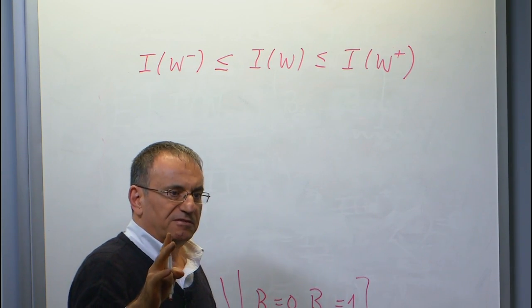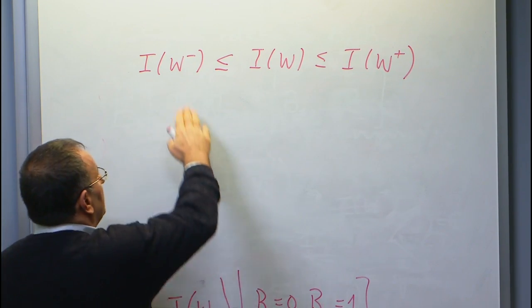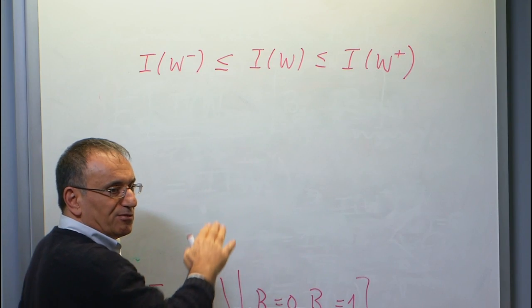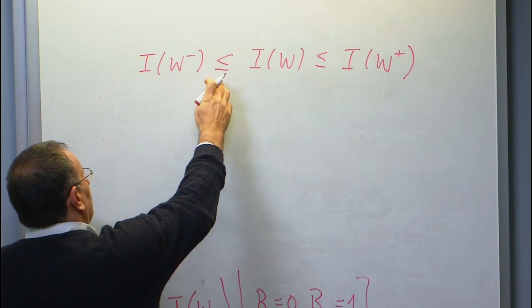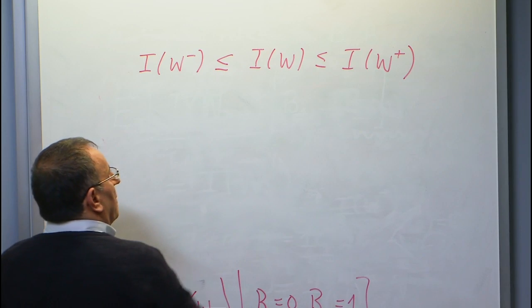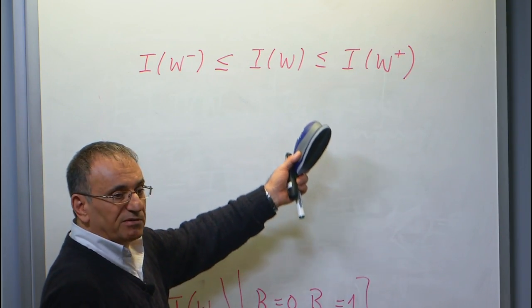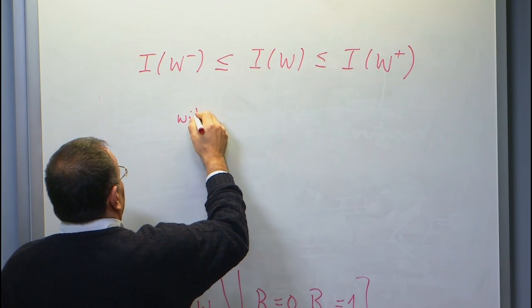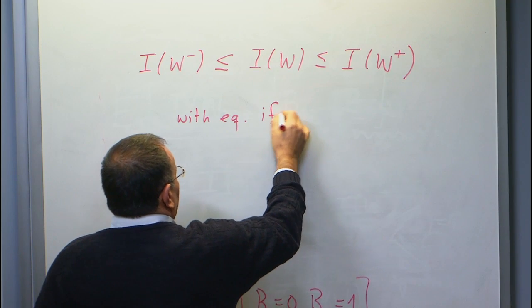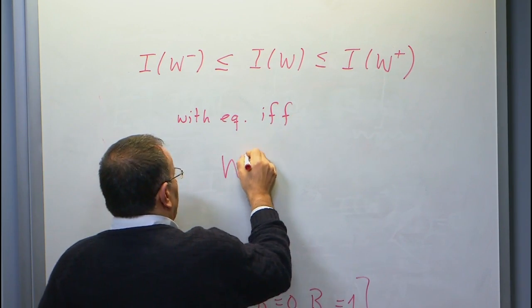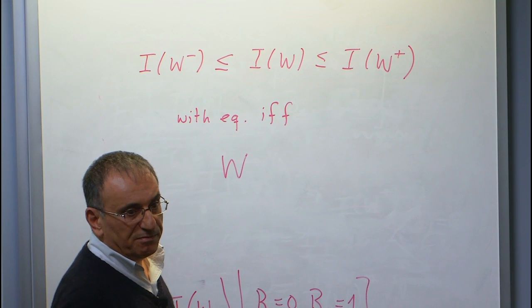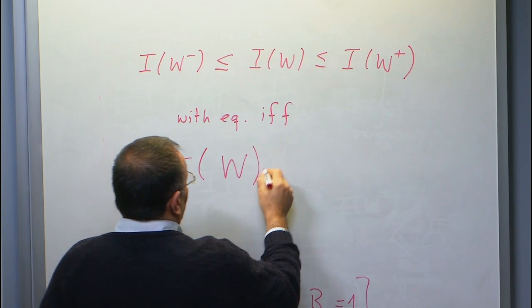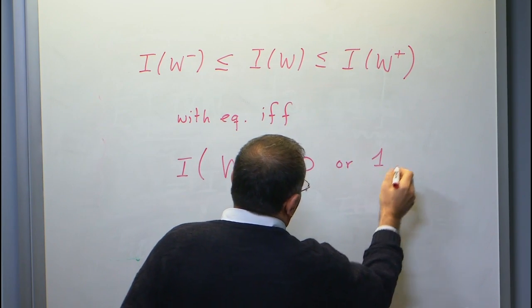We create two channels. One of them is better than the original channel, and the other is worse than the original channel. What is the condition for equality here? If you have equality in one of them, you have equality in both of them because of conservation of entropy. With equality, if and only if the channel here is an extreme channel. If and only if I(W) equals 0 or 1.